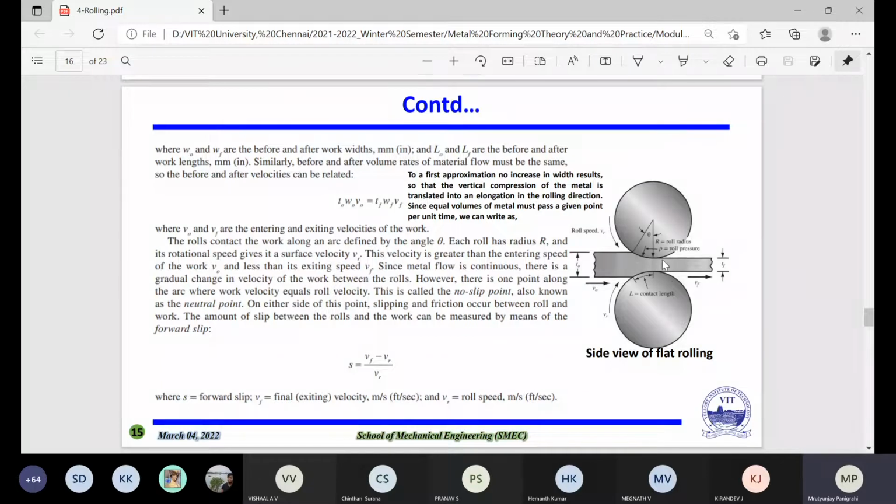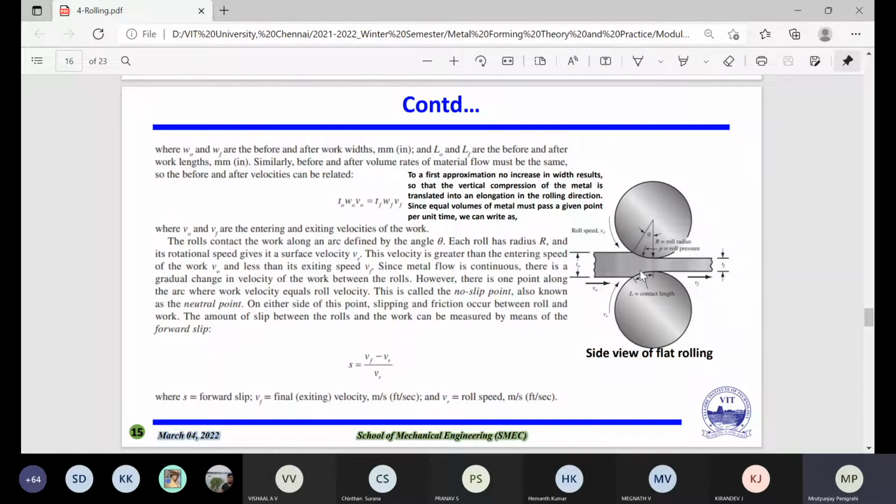At one point, the work velocity, or the material velocity, and the roll velocity are equal, and that point is known as the no slip point, or the neutral point. On either side of the point, slipping and friction occur.